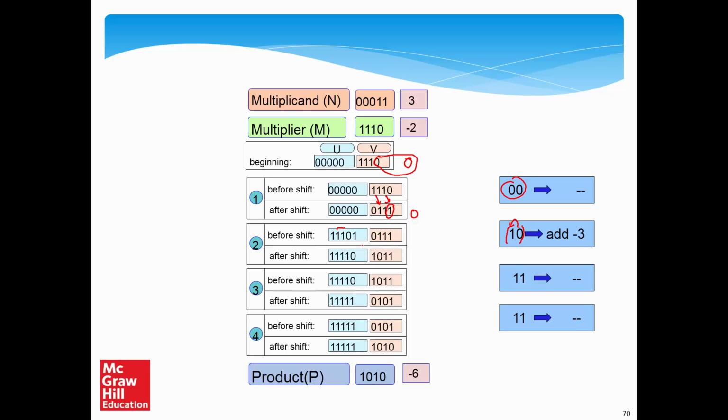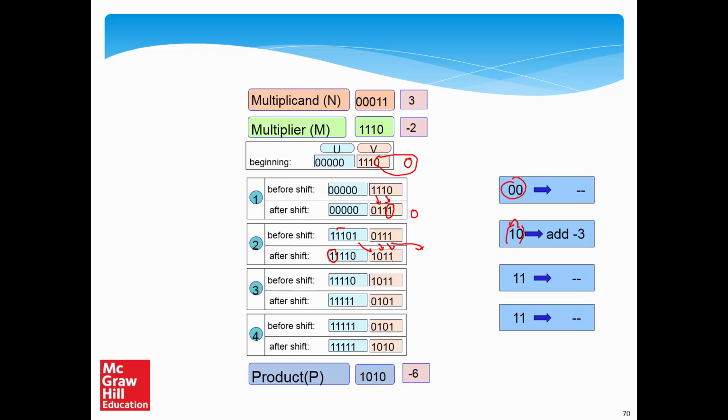And after doing this, we just shift it. So this 1 falls off to the right. We have all the numbers shifted to the right by 1 position, and we extend the sign. So the sign bit is 1, so we just extend it and we add a 1 over here.